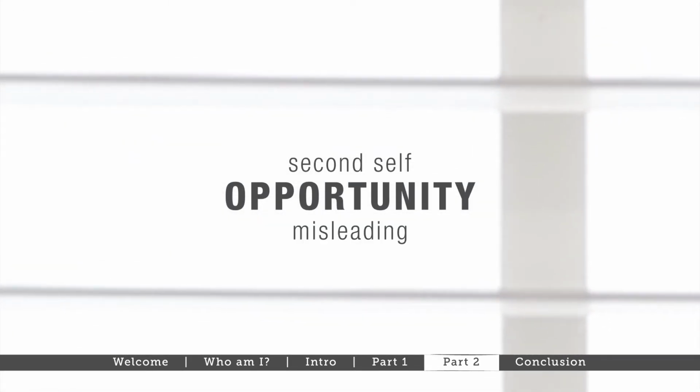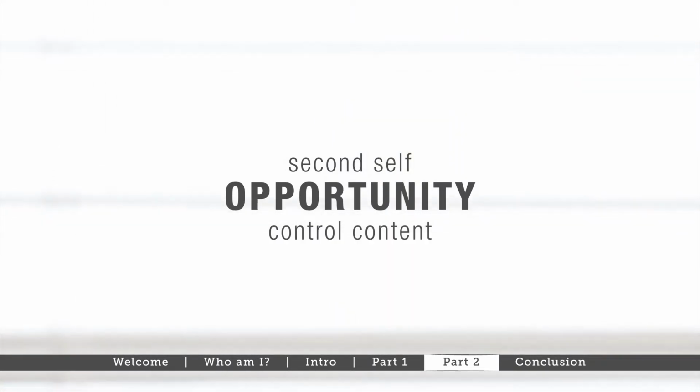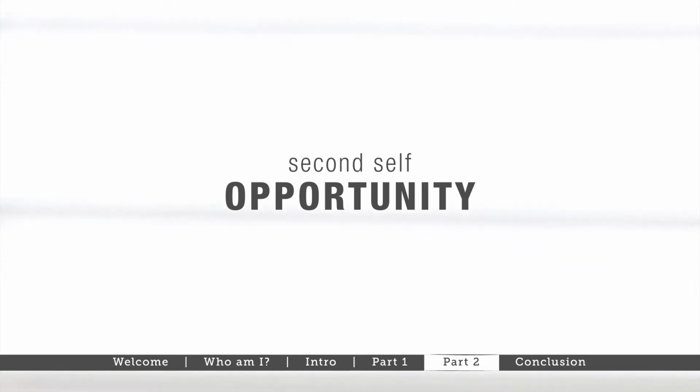On one hand, these spaces are an opportunity to provide misleading information. On the other, they can also be good for spreading information to social connections that have accumulated in the second self. Additionally, users have control over content and can help construct digital spaces they interact in, creating an opportunity for designers to harness the potential power for good in both the user and society.